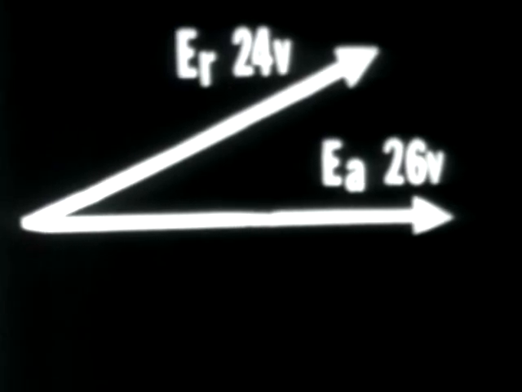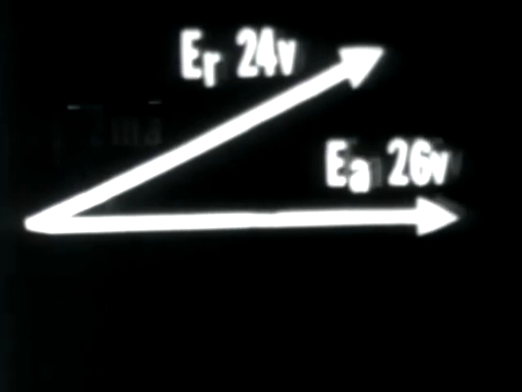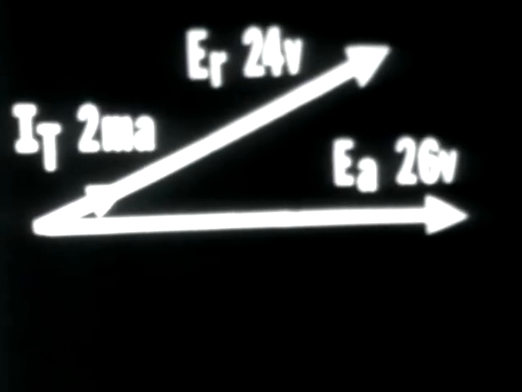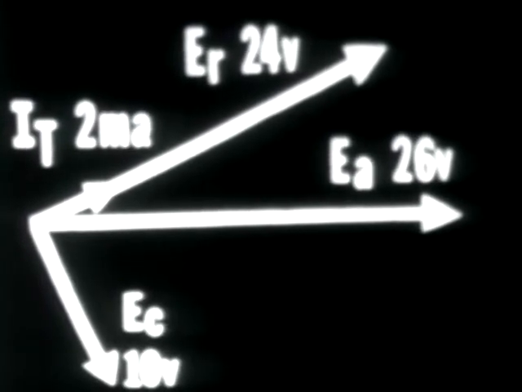Next, we have ER, which is 24 volts, leading EA. In phase with ER, we have IT, which was 2 milliamperes. And lagging ER by 90 degrees, we have EC, which is equal to 10 volts.